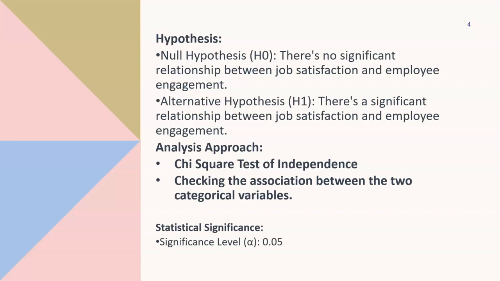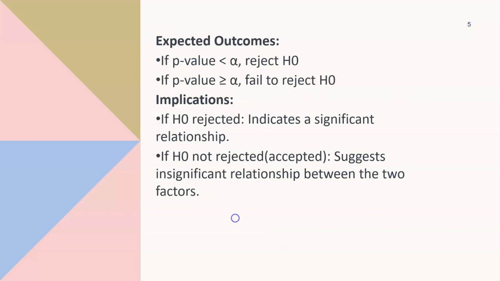The level of significance which is by default set in chi-square test of independence is 0.05, that is 5%. Now if your p-value or your probability value is less than alpha, that is alpha is your level of significance, then you will reject the null hypothesis, which is your H0. And if your p-value is greater than or equal to alpha, then you will fail to reject H0, that is, you will accept your null hypothesis.